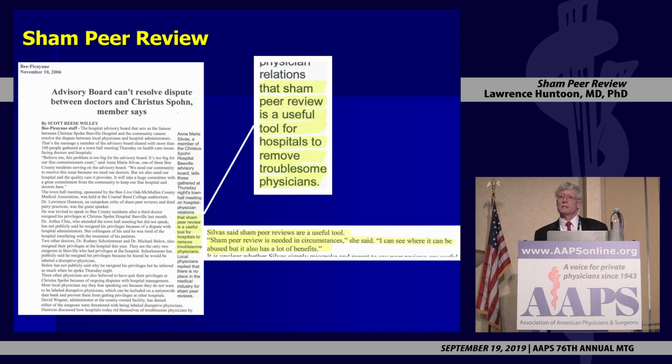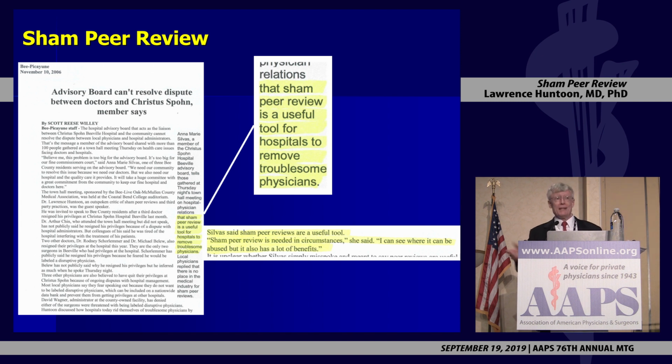And after I made the presentation explaining what sham peer review was and what's going on as far as abuse of the disruptive physician label, we had a question and answer period afterwards. And a hospital advisory board member went up to the microphone during that period and said that she felt that sham peer review is a useful tool for hospitals to remove troublesome physicians, and she found a lot of benefits to sham peer review.